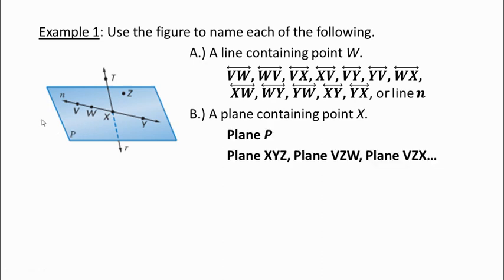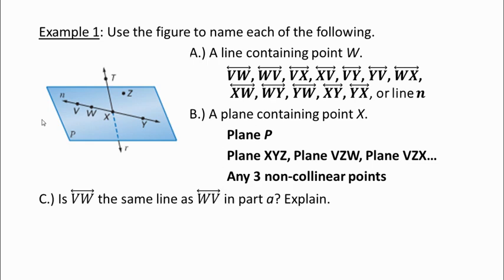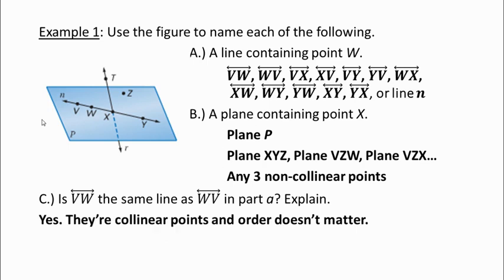All right. So again, there's a bunch of answers just as long as you use any three non-collinear points and they're coplanar, I guess. And then I ask, is VW the same thing as WV? Yes, they are. You're just flipping the order, and order doesn't matter. So if you know they're collinear, then yeah, they're the same thing.